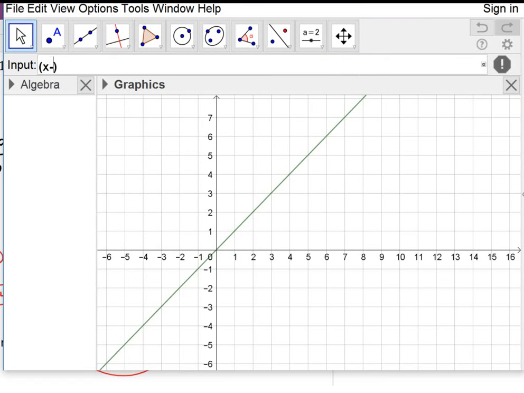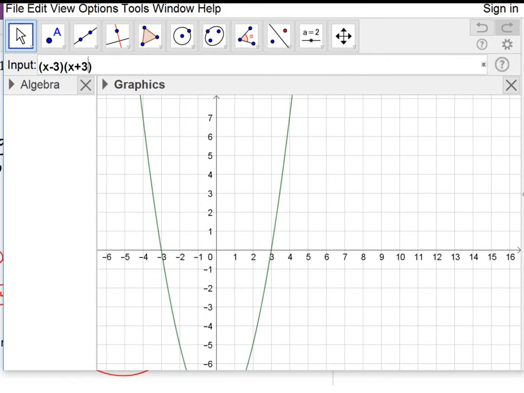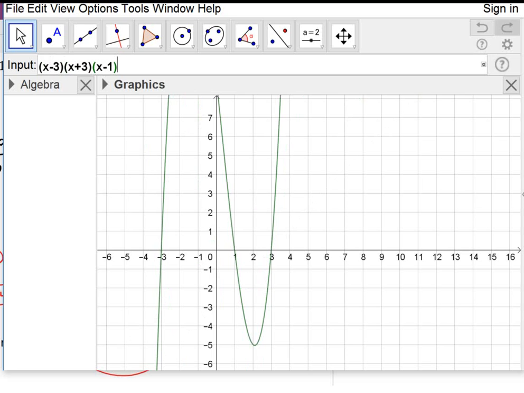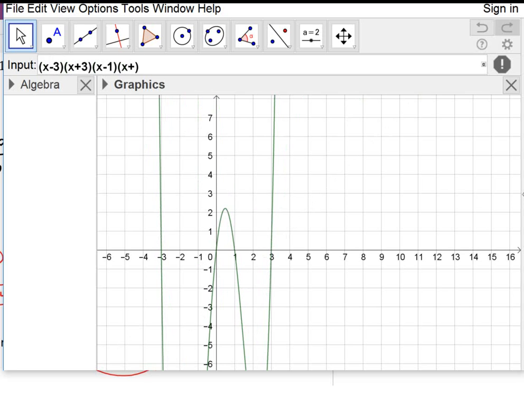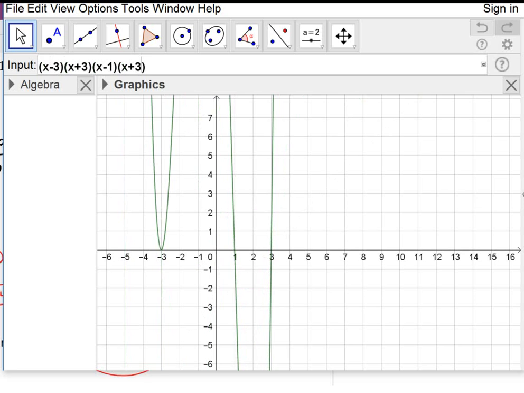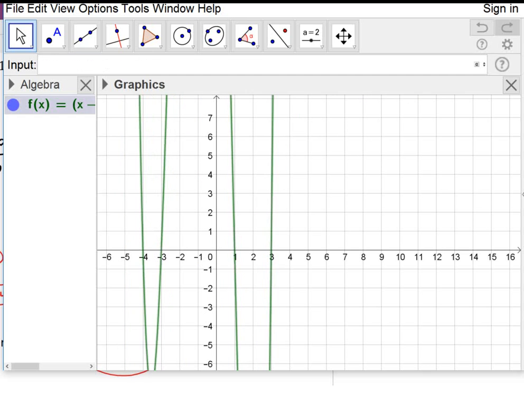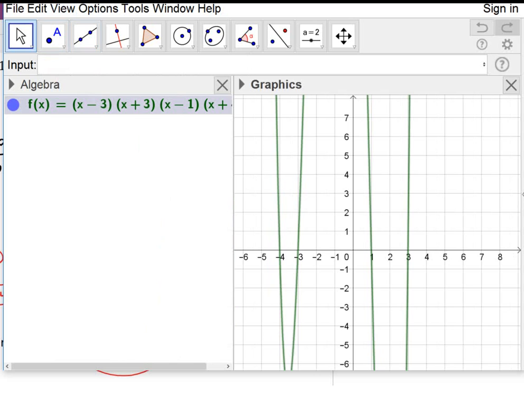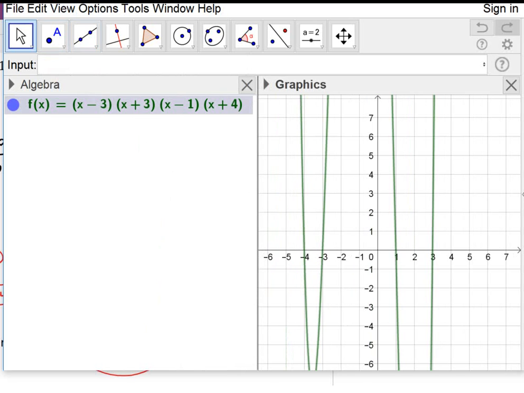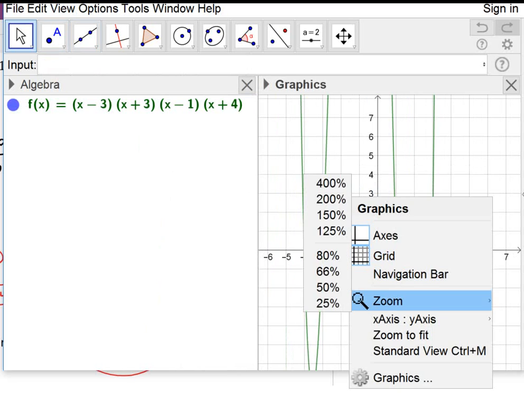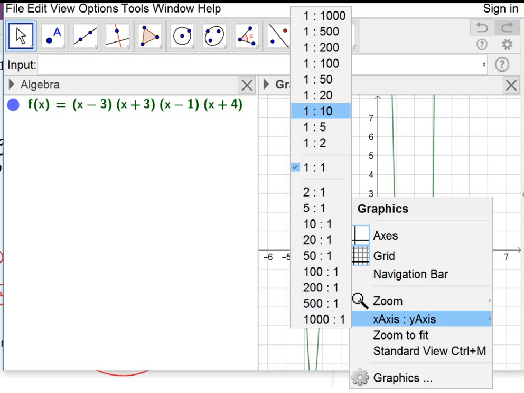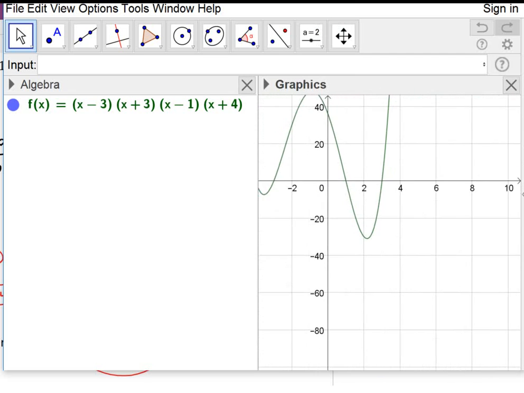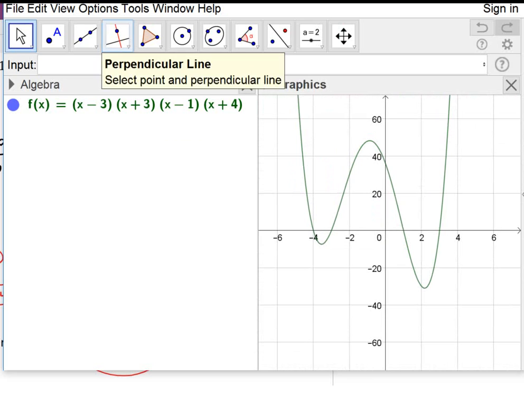If I go x minus 3, x plus 3, x minus 1, and let's go x plus 4, okay? Those are my zeros. Let me change, fit this thing to the graph a little bit better. Okay, so we have that polynomial, right?